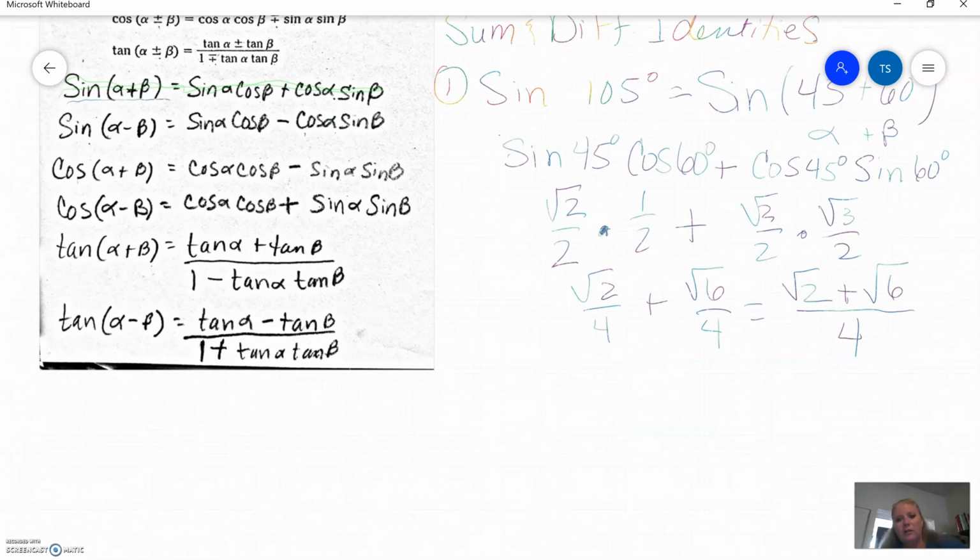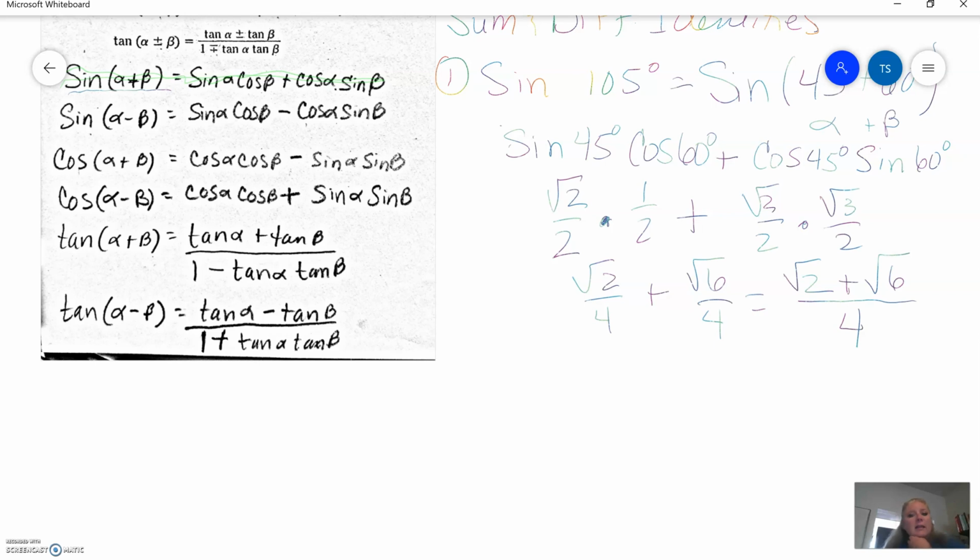You can use your calculator and check that. If you have your calculator handy, you can find the sine of 105 and then compare it with that. It will be the same.